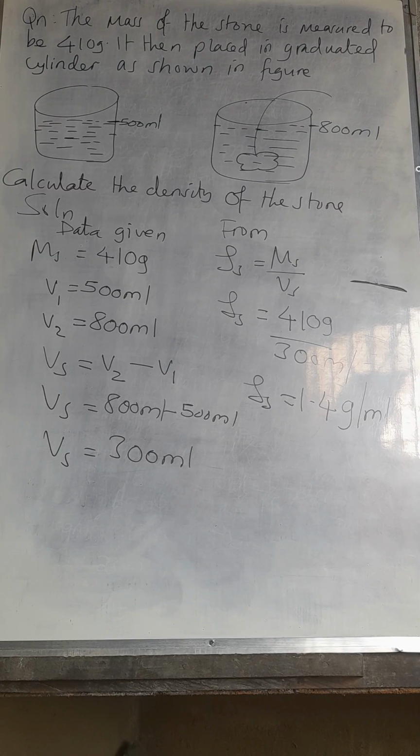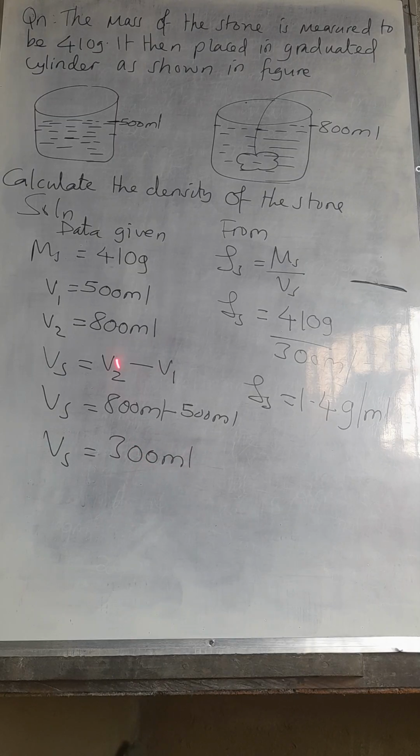So this is how we can solve these kinds of problems. It is very interesting to do this question. What is very important in this question is to identify the data. We have given the mass of the stone is almost 410 gram. We have given volume one, the volume of the liquid before the stone, almost 500 mL. And also you have volume 2, which is the volume after the stone, almost 800 mL. So what caused the volume to change? It is because the stone is inside. So if you take the difference between this volume and this volume, you can get the volume of the stone, which is almost 300 mL.